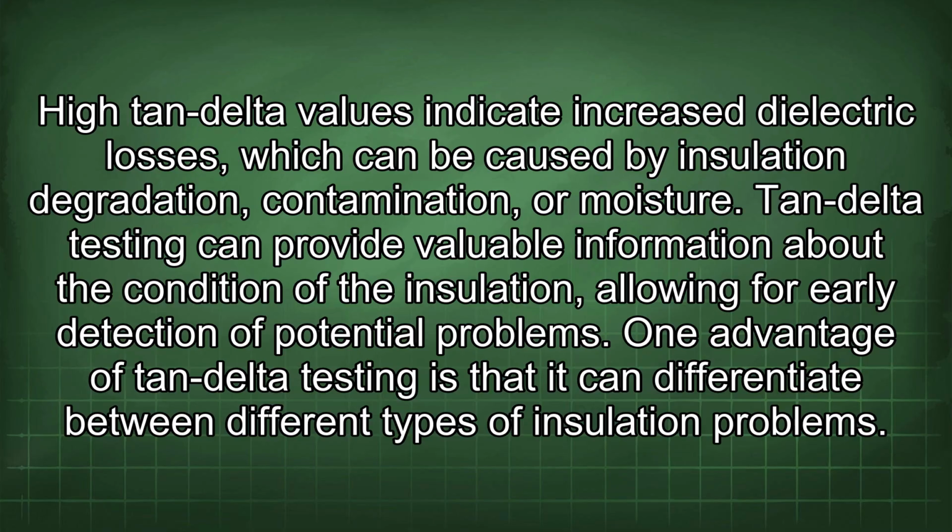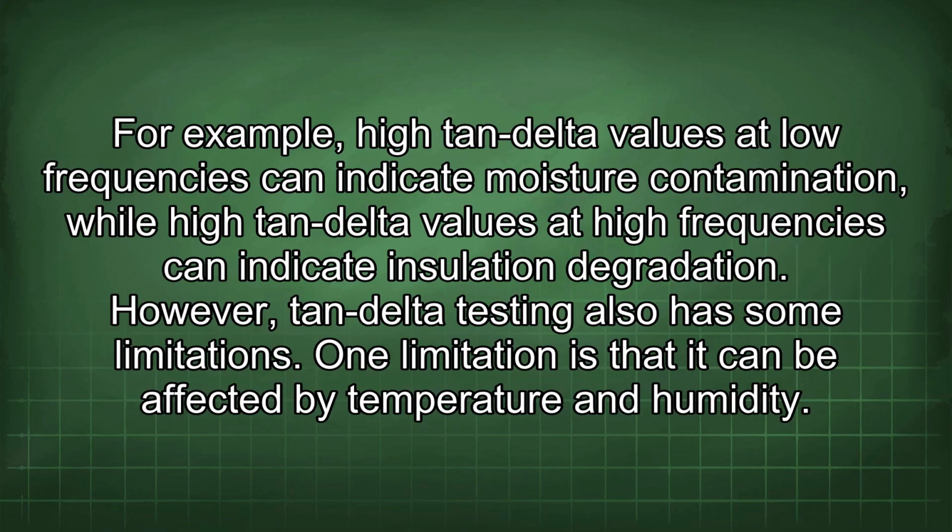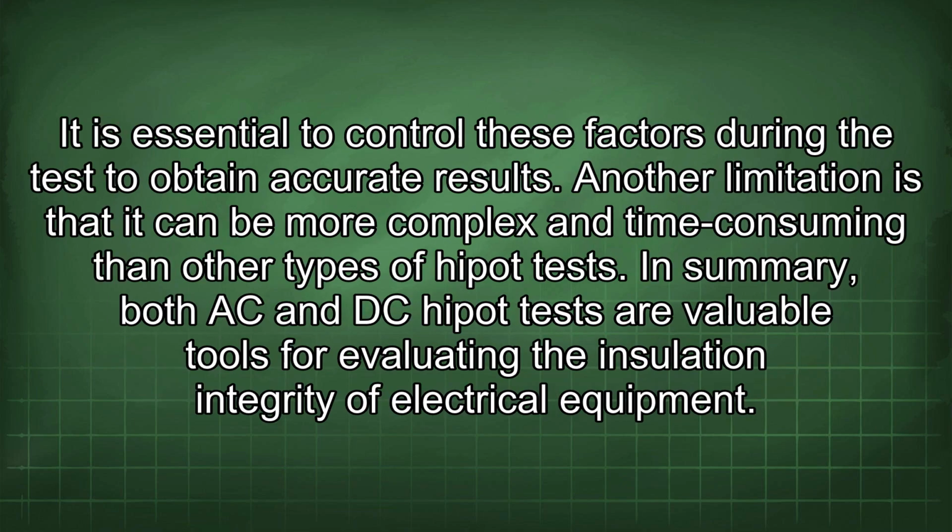One advantage of tan delta testing is that it can differentiate between different types of insulation problems. For example, high tan delta values at low frequencies can indicate moisture contamination, while high tan delta values at high frequencies can indicate insulation degradation. However, tan delta testing also has some limitations. One limitation is that it can be affected by temperature and humidity. It is essential to control these factors during the test to obtain accurate results. Another limitation is that it can be more complex and time-consuming than other types of Hipot tests.